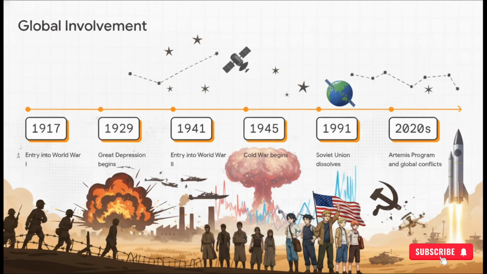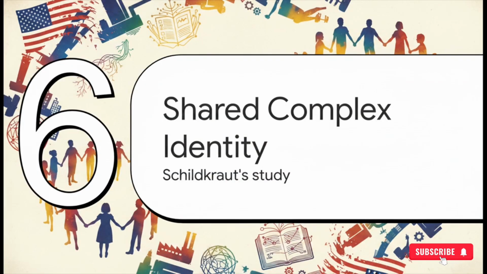When the Soviet Union finally dissolved in 1991, the United States emerged as the world's sole superpower. And looking at the 2020s, the nation is still deeply intertwined globally, balancing conflicts in the Middle East with hugely ambitious goals like the Artemis program heading back to the moon. Finally, we arrive at Section 6, a shared, complex identity, which brings us right back to Schildkraut's sociological study.